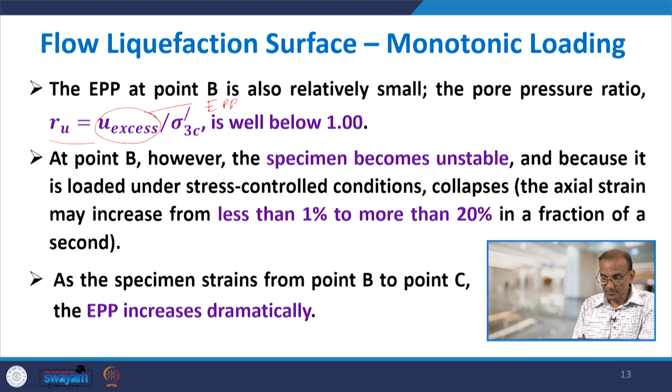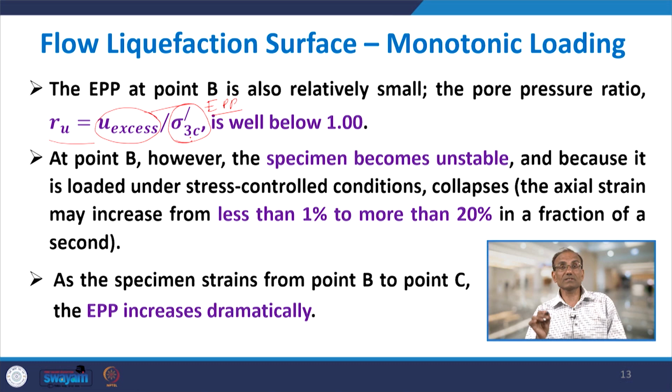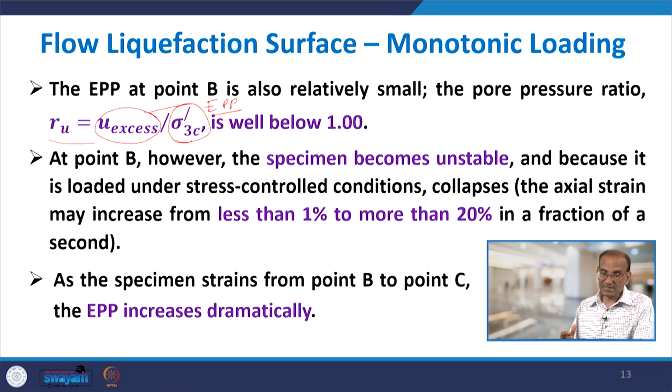Excess pore water pressure. Sigma 3c is called the effective confining pressure, or it is typically called the effective cell pressure also. So, the ratio of excess pore water pressure and effective confining pressure will be your RU, the pore water pressure ratio. At point B, the specimen becomes unstable, and as a result, under stress controlled condition, it collapses. What will happen? The axial strain may increase from less than 1% to more than 20% in a fraction of seconds. So, this is happening here.